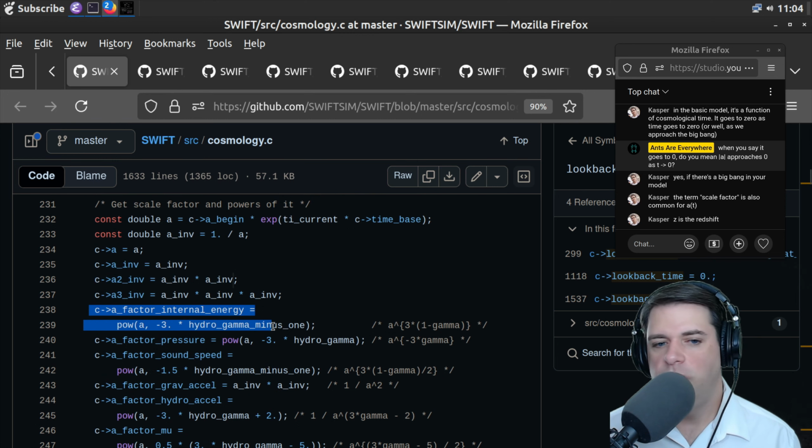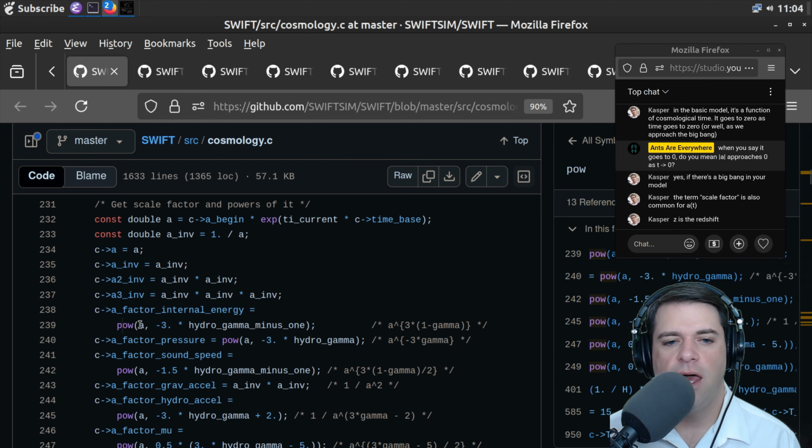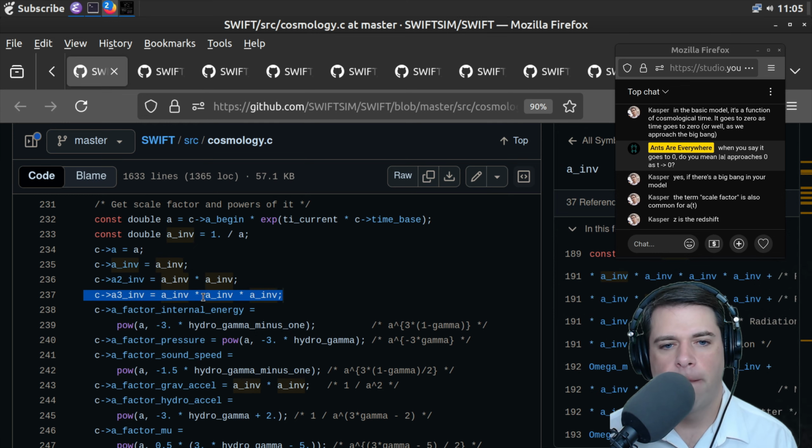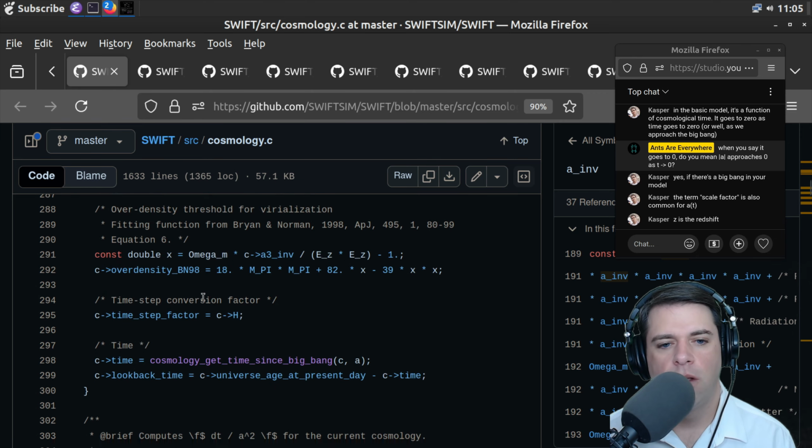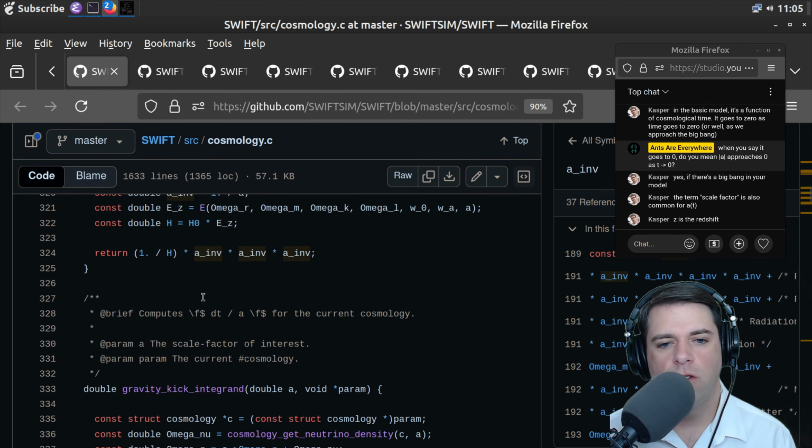And then we're going to compute things like the A factor internal energy, which is we're going to raise A to the -3 power. We're going to raise A to the power of -3 times the hydro gamma -1. I'm not sure why. Okay. But we have A to the, isn't this already A to the -3? Why don't we use that? I don't know. Okay. So these are a bunch of computations.